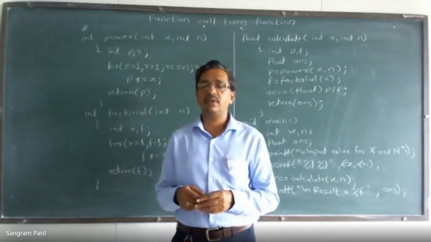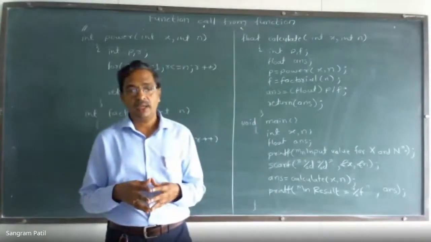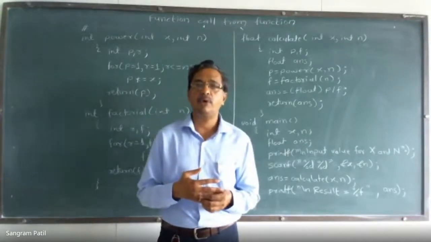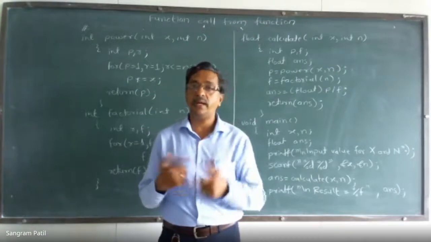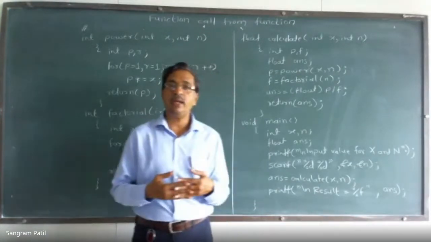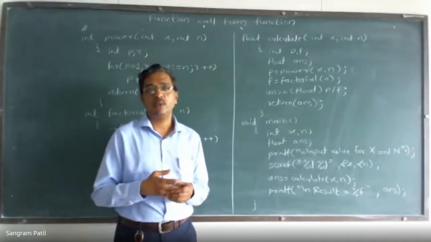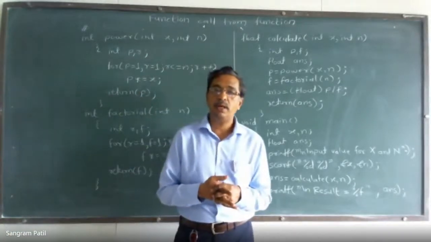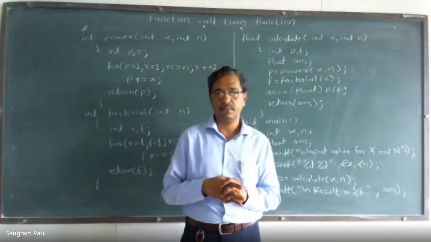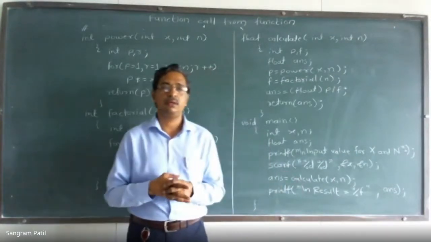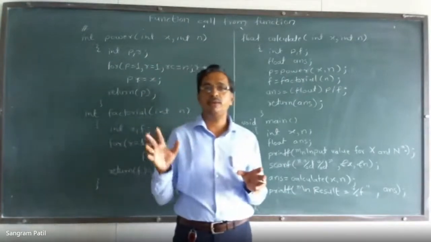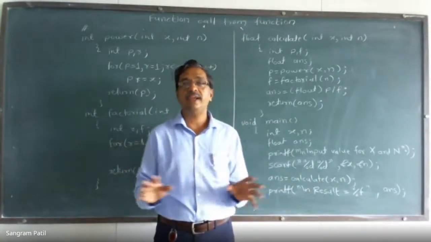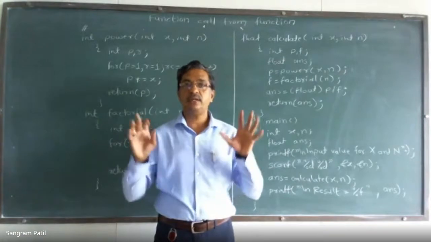The number of actual parameters and the number of formal parameters must be the same, with their data types. And if you are returning a value, then you have to receive the value. The data type of the variable whose value you are returning and the variable in which you are receiving the value must be the same. Up to this stage we have learned that the variables of the main program and the variables of a function, or the calling program, don't have any relation with each other. Those are considered local variables.